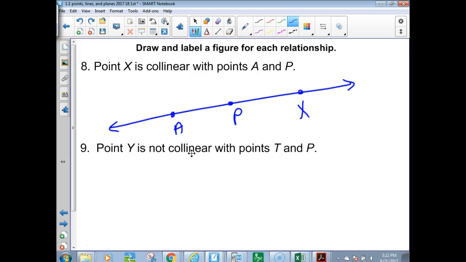Point Y is not collinear with T and P. So that means T and P, well, points are always collinear. So I'll go ahead and stick T and P on a line. And then I don't want Y to be on it, so I just draw it somewhere else, so it's not on it. And I put a dot by it.